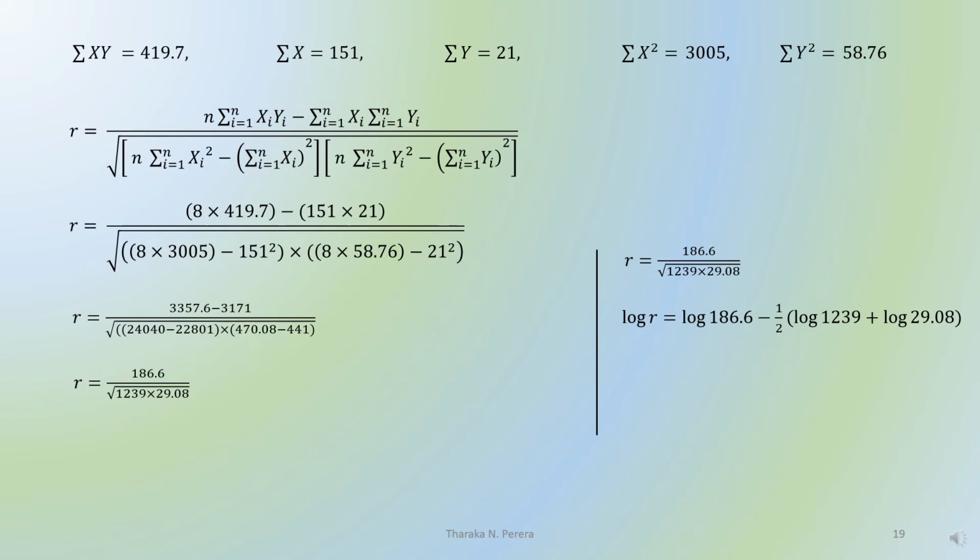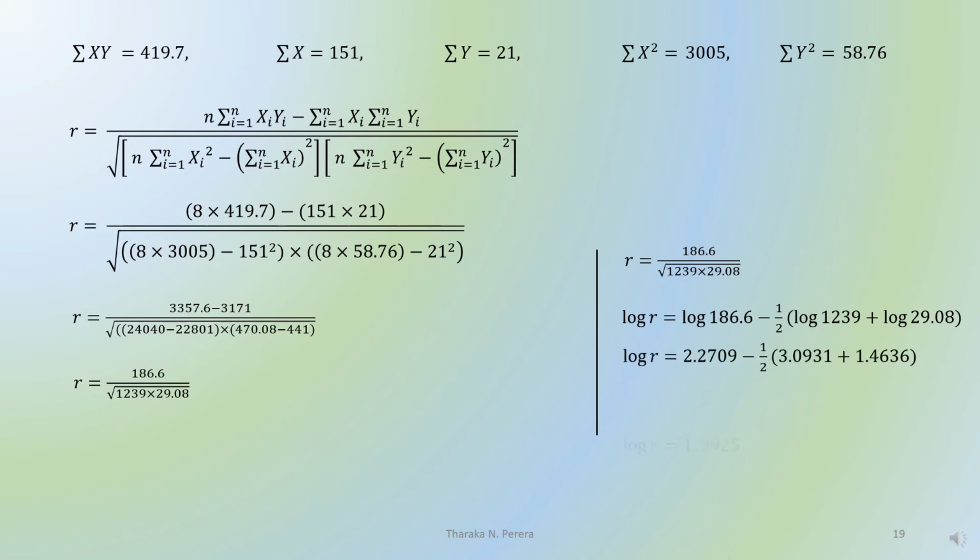Division of natural numbers becomes subtraction in log, and multiplication of natural numbers becomes addition in log, and the square root, which equals half power, becomes half times the log values. After simplifying as log values, we have to get the anti-log to convert the log r into the r natural value.